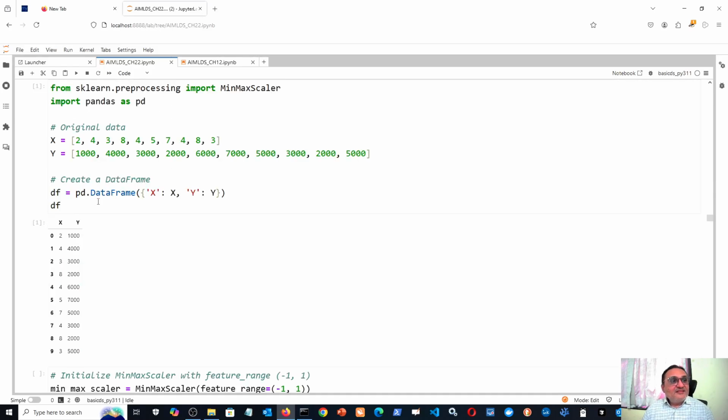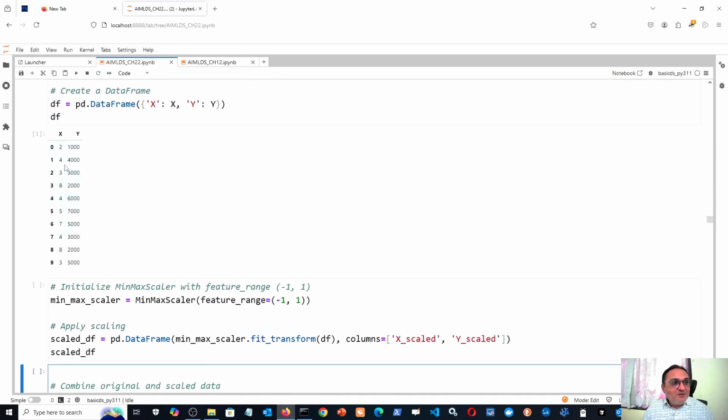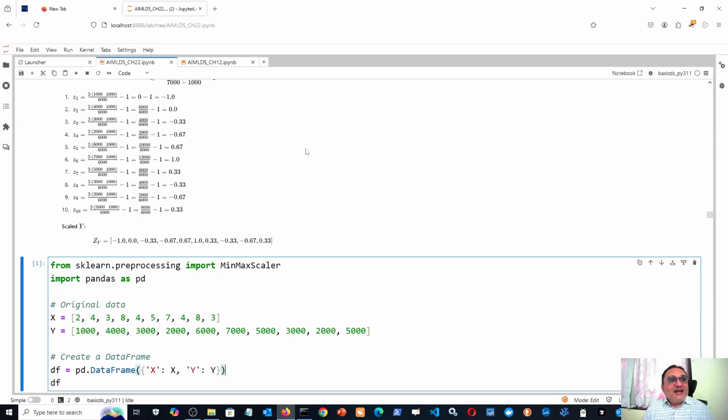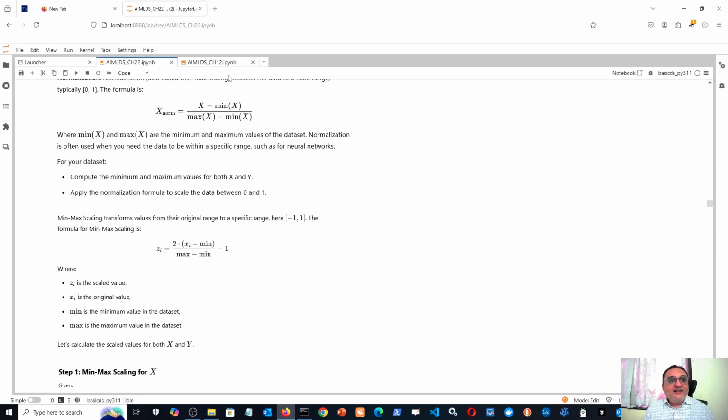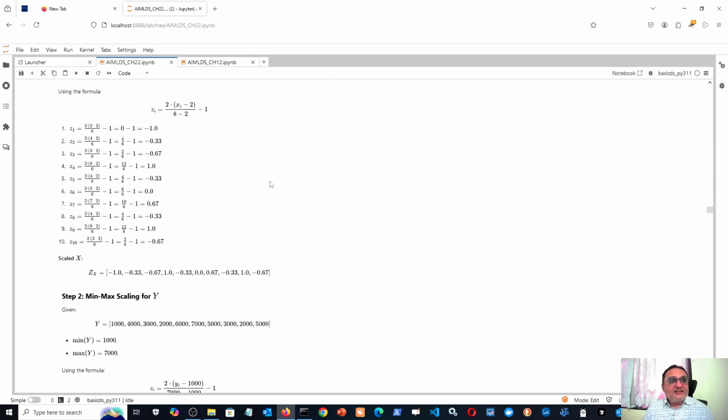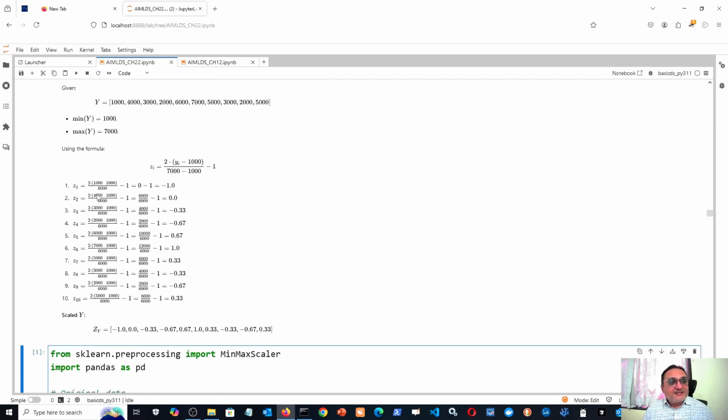So that means that this is x. Then where is x minimum? You have to look in the vertical column, and you can find that 2 is the minimum value. So that is x minimum. Where is x maximum? This 8 is the maximum value. And then you have to use that value for calculation here to find the normalized values of x, that is, the min-max scaled values of x.